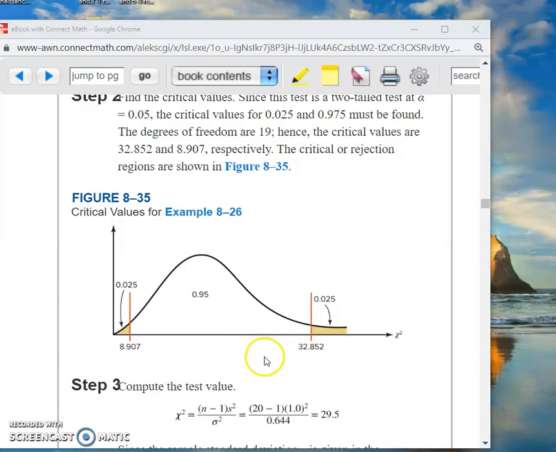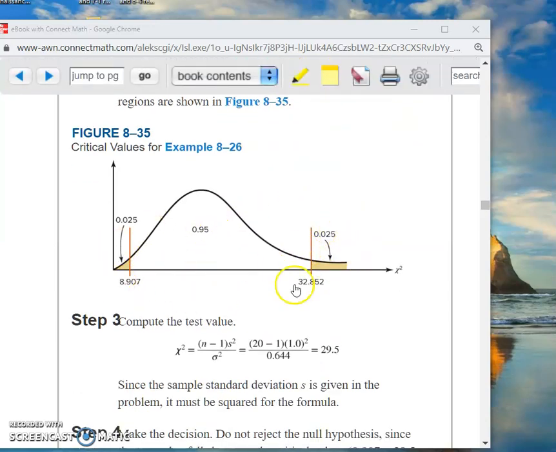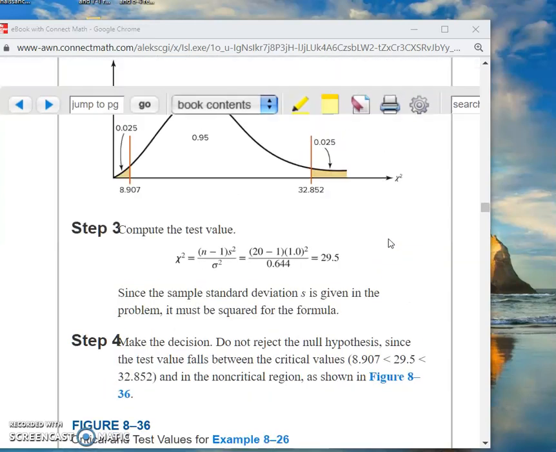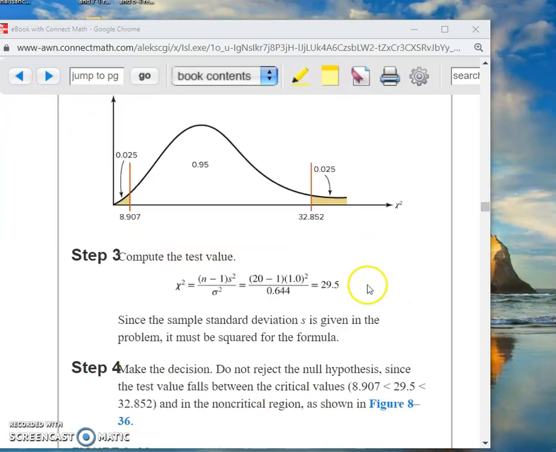So the point of this story is you find the two critical values, the 8.907, and then you find this other one, the 32.852. So it's a two-tailed test. You do this first, and then you compute the test value. You come up with a test value of 29.5. All you do is plug it into the formula, and when you come up with 29.5, where do you end up?